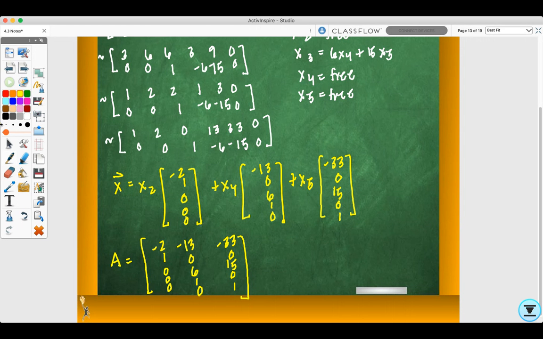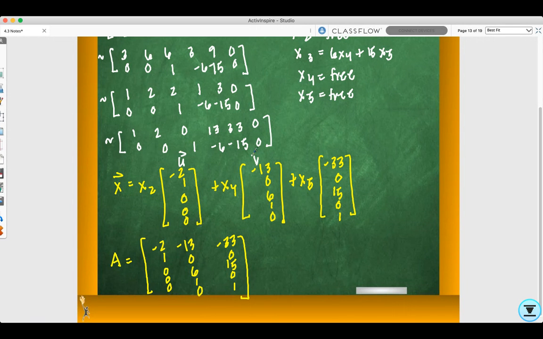And one thing we would call these is u, v, w. We would put u, v, w into this, and u, v, w is a spanning set for null A. Therefore, u, v, w is a basis for null A.